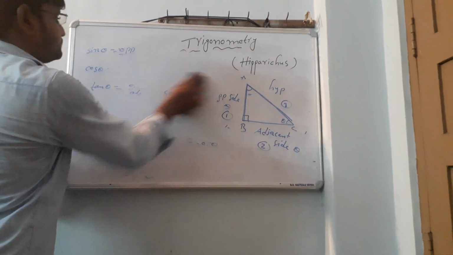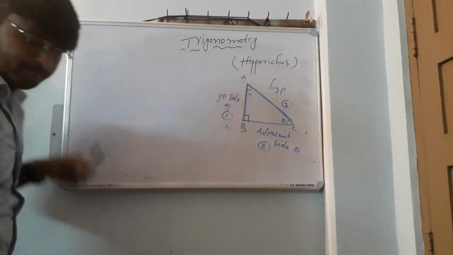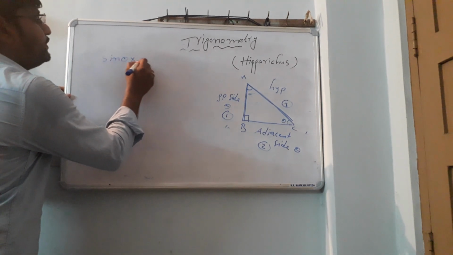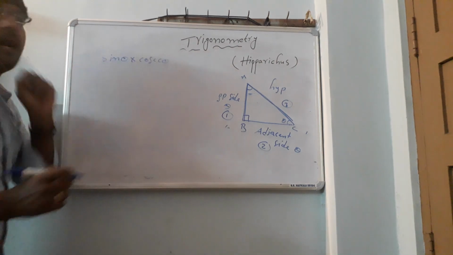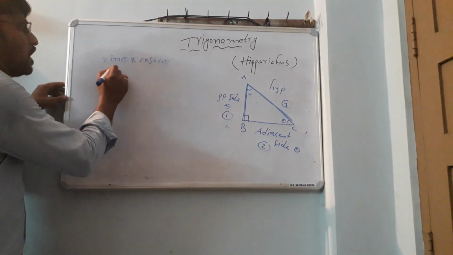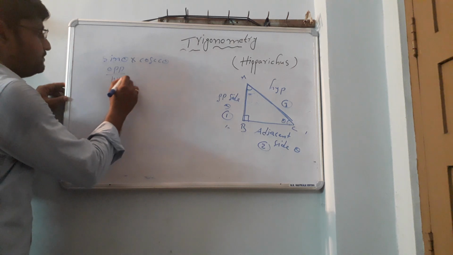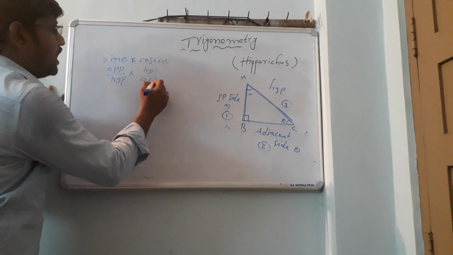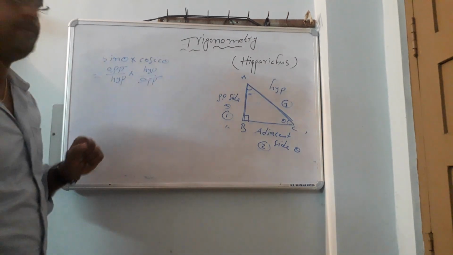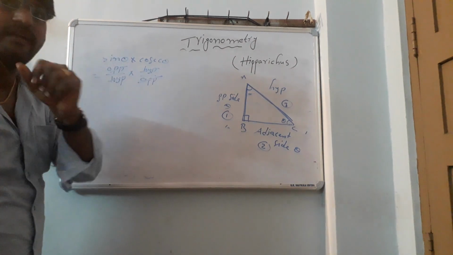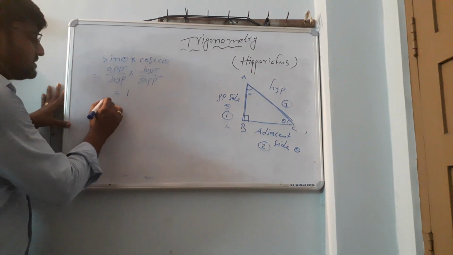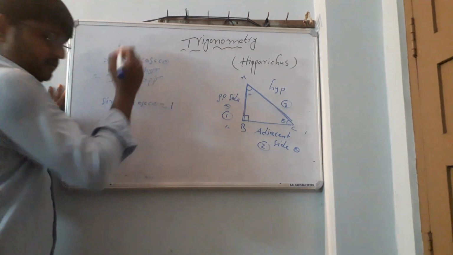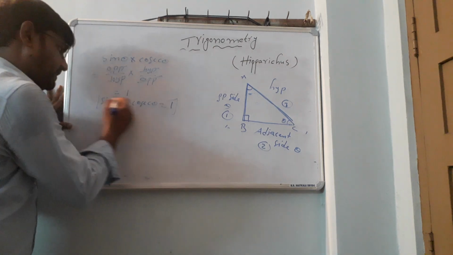The next one. I am writing one condition here: sin theta into cosecant theta. So already we know that sin theta means opposite side by hypotenuse, and cosecant theta means hypotenuse by opposite side. Opposite cancels one time, and hypotenuse cancels one time, leaving 1. So I got sin theta into cosecant theta is equal to 1. This is a very important condition.